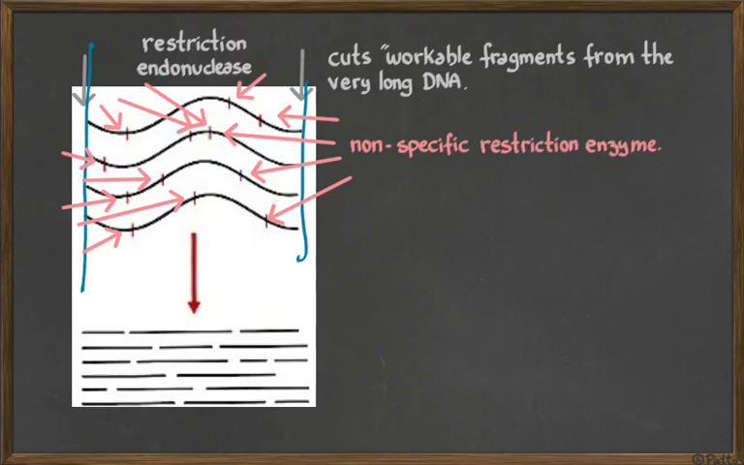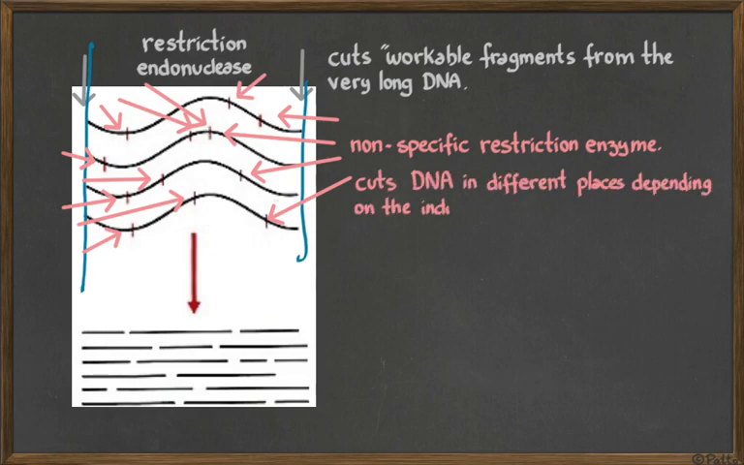And then we use the non-specific one, the one that can cut in different places in different people, in pieces of DNA of different size. And then you're going to end up having DNA of different size.